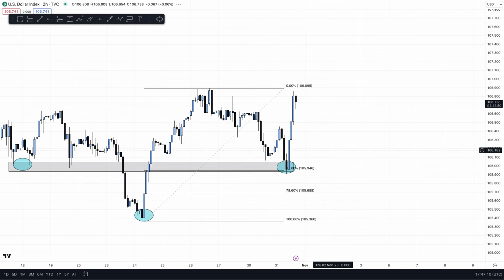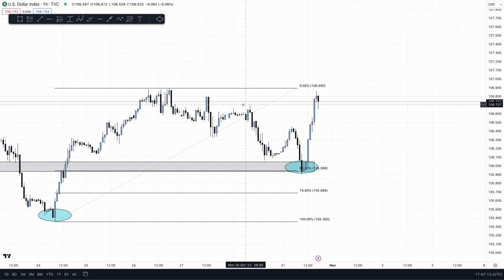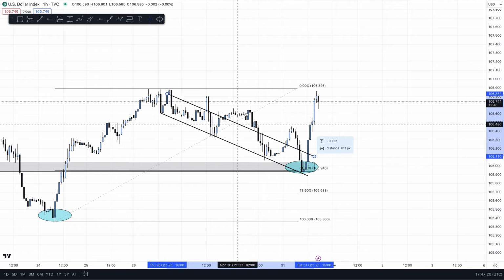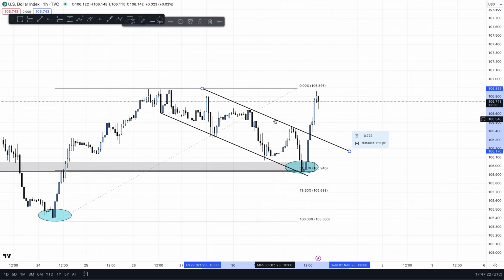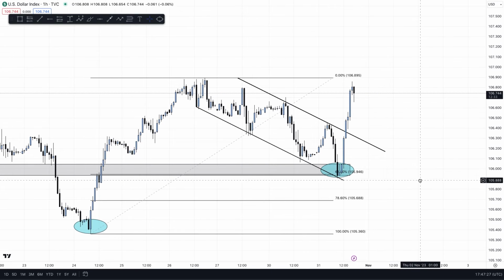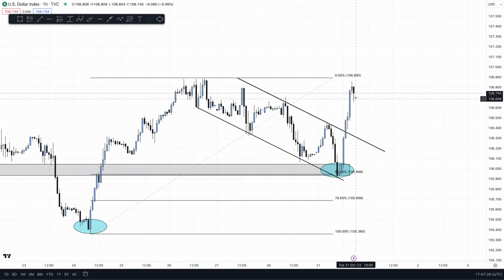I'm going to jump down to the 1 hour now, because what we can see in a bit more depth is the way we were trading essentially within this bearish descending channel. As you can see, price is trading within this descending channel, and we've now broken away from this. Now, a lot of you might be thinking, well, we've already had the nice impulsive move, we've missed the move. Well, that's not the case.